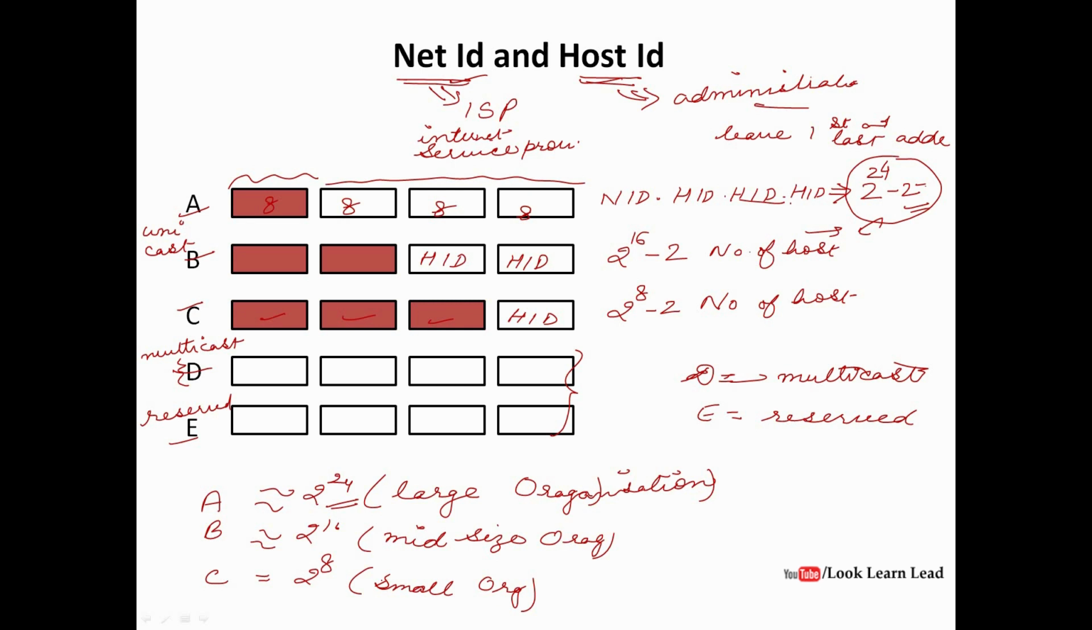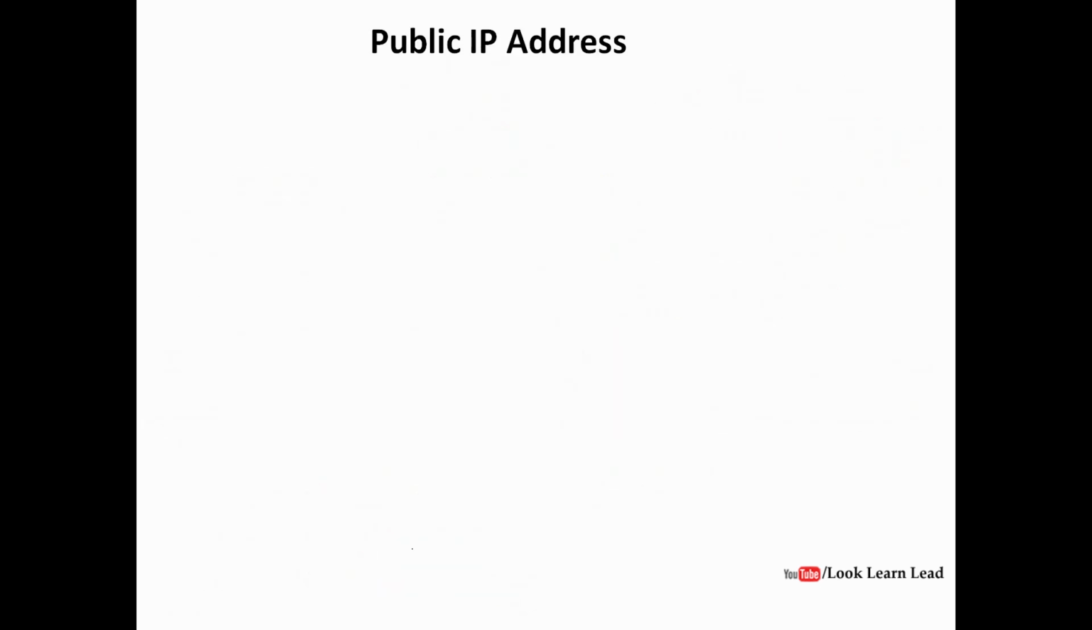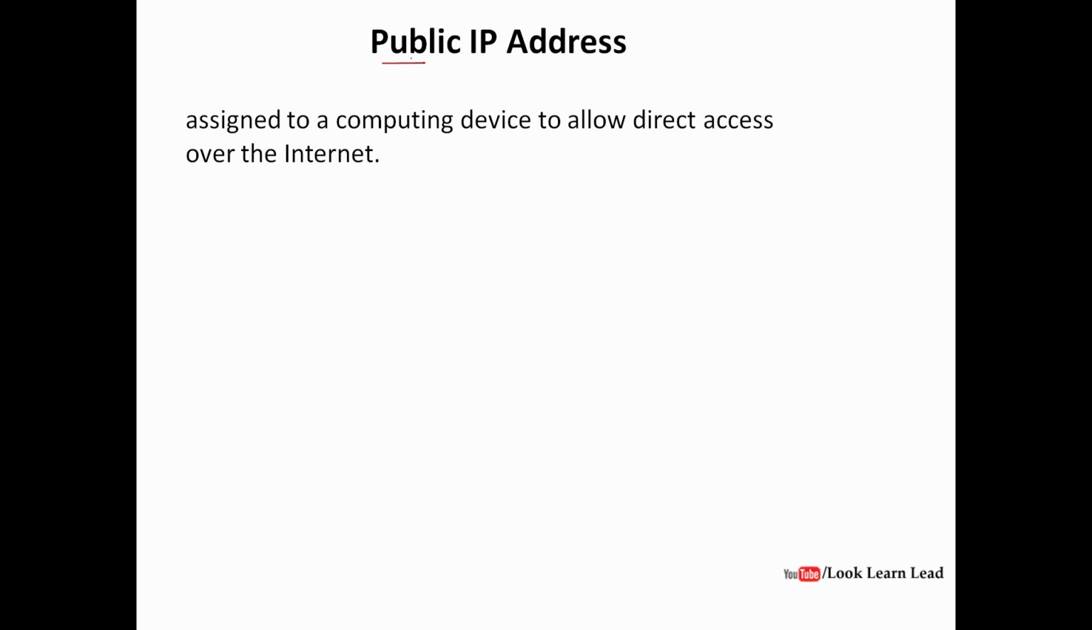This was all about net ID and host ID. Let's move to the next topic. We have two types of addresses, public and private. Now let's see what a public IP address is. A public IP address is assigned to a device which is directly connected to the internet. Those addresses are called public. A public address is globally unique. You have to remember two things: direct access over the internet, and they are globally unique.